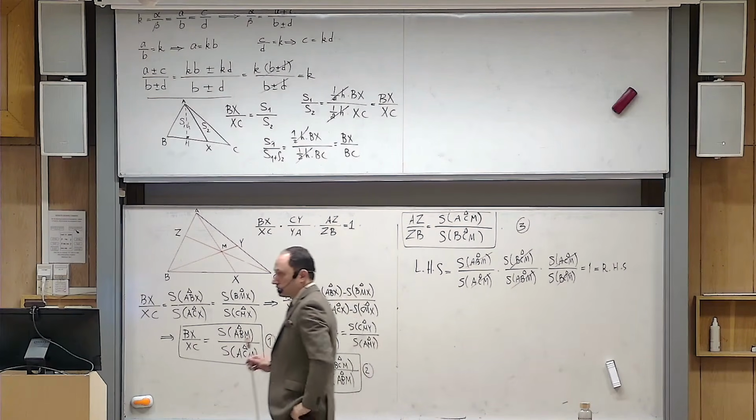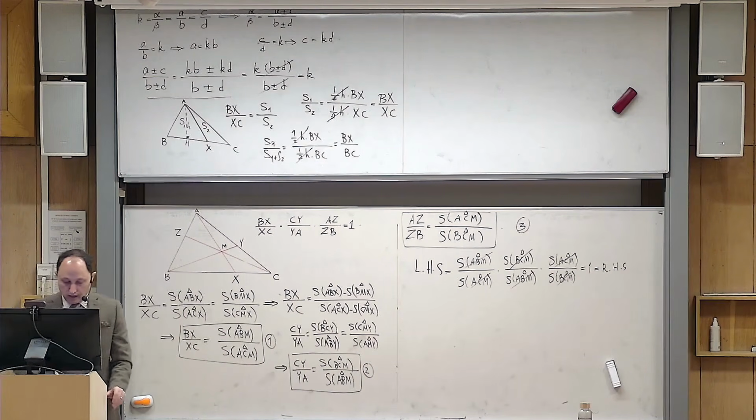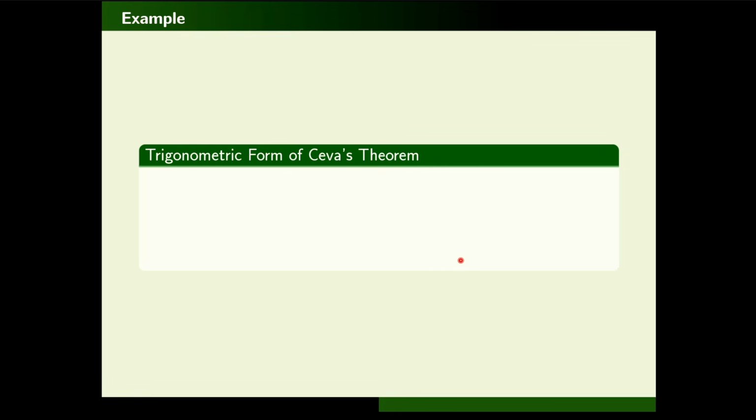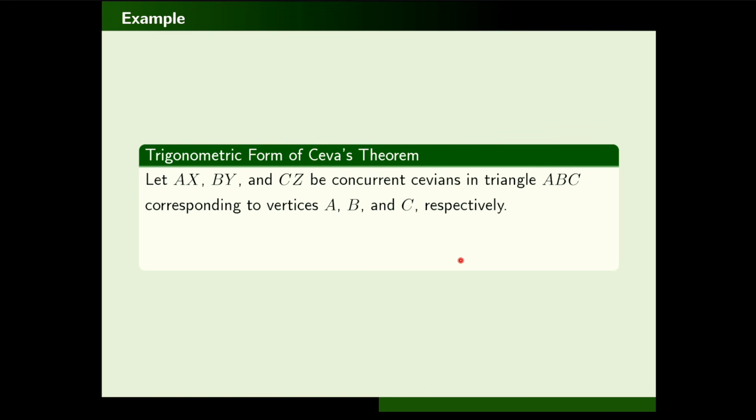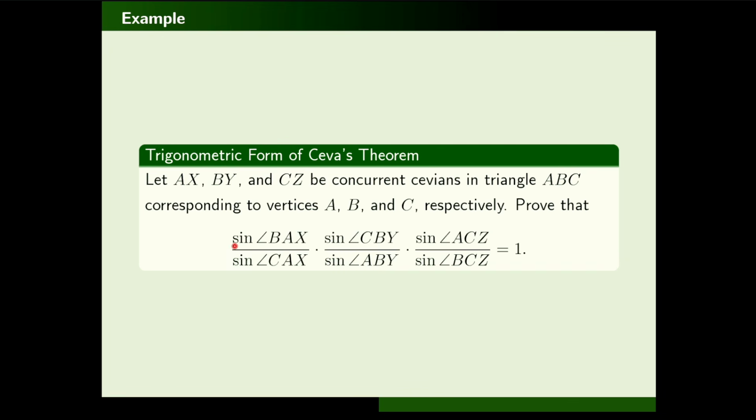But for the time being, let us try to understand this by solving an example. Okay, so the example that I want to mention, usually it is called the trigonometric form of Ceva's theorem, and let us see what is the content of this. So the setup is exactly the same setup as we had for Ceva's theorem itself. Let AX, BY, and CZ be concurrent Cevians in triangle ABC corresponding to vertices A, B, and C, respectively. What we want to show is this.